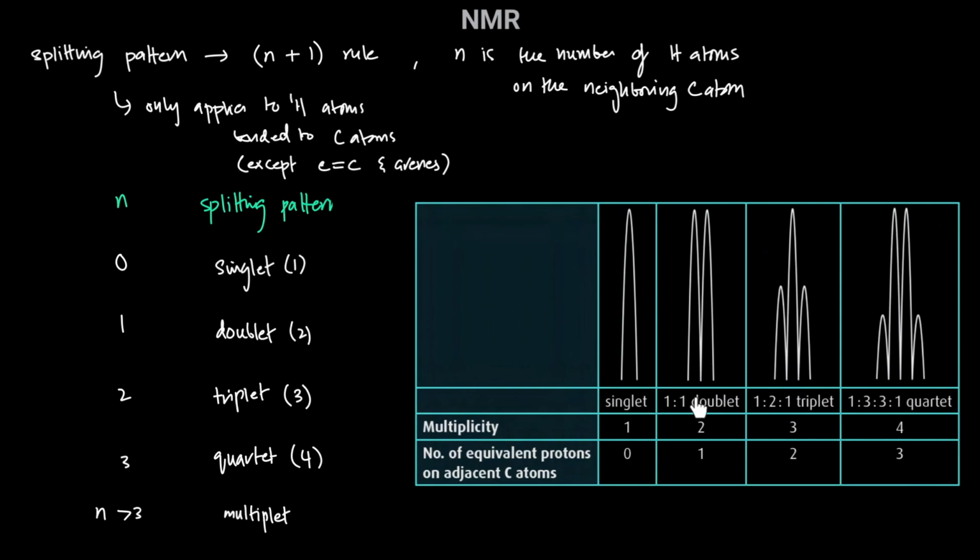So we can note down the ratio of the heights for these splits for individual peaks. A singlet is just a peak that's not split at all. Doublet, the peak is split into 2 equal parts. Triplet, the peak is split into a 1:2:1 ratio, so split into 3, with the middle split being the tallest. And then if we have a quartet, we get a 1:3:1 split.